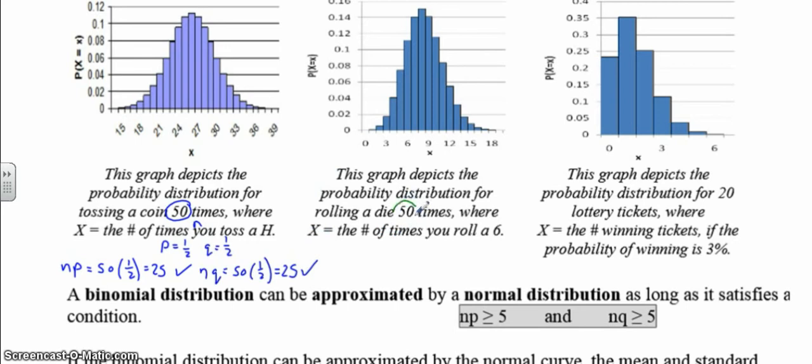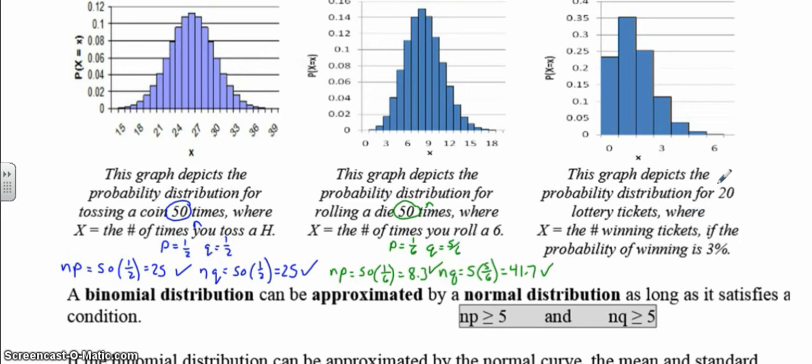For the second question, n is 50, and if we're rolling a 6, the probability of success is 1 over 6, and the probability of failure is 5 over 6. So n times p is 50 times 1 over 6, which is 8.3. And n times q is 50 times 5 over 6, which is equal to 41.7. So those are both also at least 5. Now, the further away these two numbers are, the more skewed this graph would be. So because these two are exactly the same, your graph is perfectly symmetrical.